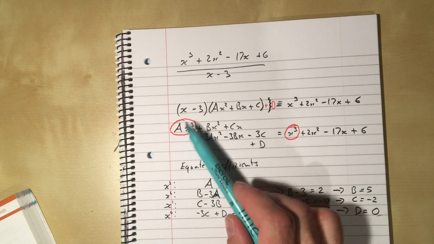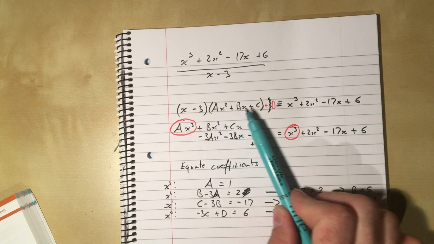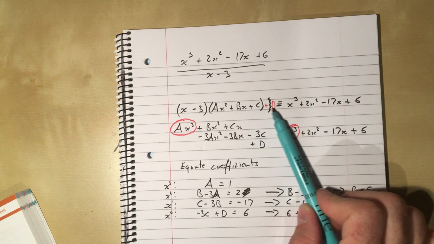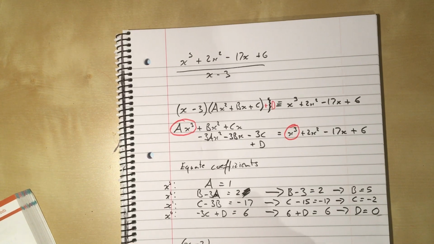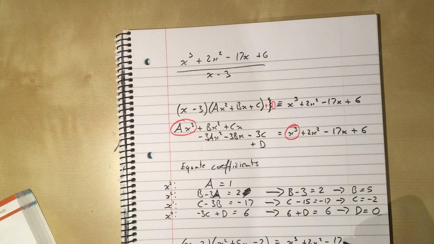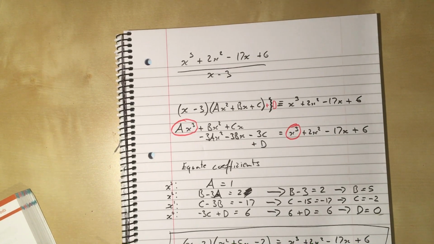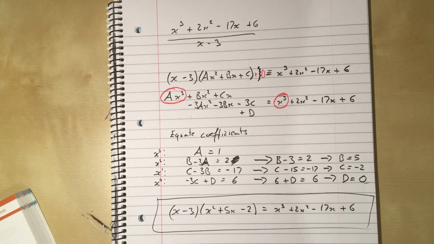So what have we got? We've got x minus 3 times Ax squared plus Bx plus C in brackets, and then plus D. And we've got A equals 1, B equals 5, C equals minus 2, and D equals 0. So in other words, x minus 3 times x squared plus 5x minus 2 plus nothing equals x cubed plus 2x squared minus 17x plus 6. And there's my answer, same as with the other method. That's the one I prefer.